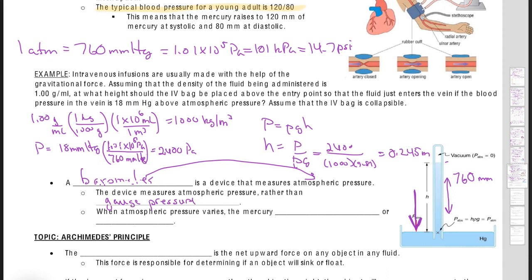So when atmospheric pressure varies, the mercury rises or falls based on that. Now, here in the United States, when we look at news broadcasts and they tell us the atmospheric pressure, we're actually using inches of mercury, when in actuality the SI unit is millimeters of mercury, if you want to say it that way.